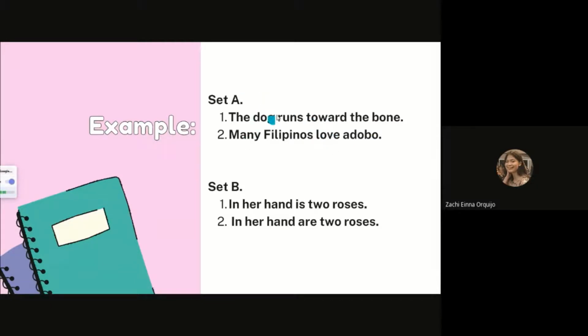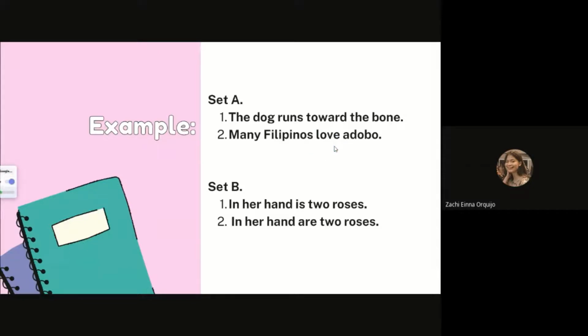So yung dog, yung pinag-uusapan natin or the subject, nauuna 'to bago yung verb which is run. So pag sinabi nating runs or run, 'di ba? Ito yung natakbo. So yung run or runs ay action word. So yung Filipinos naman ito yung pinag-uusapan, so ito yung subject at yung verb naman ay yung love. So as you can see, nauuna yung subject bago yung verb. So ganon kadalasan sa mga sentences sa English.